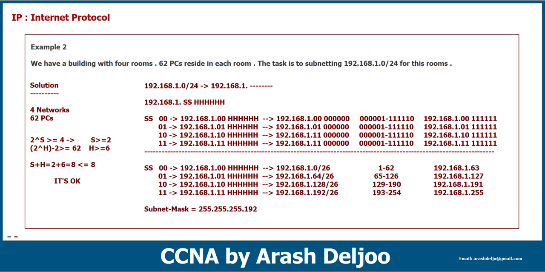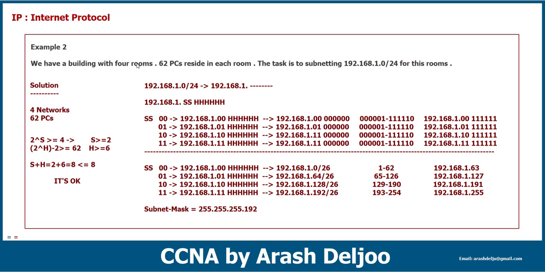This is the practice for us, and in this scenario we have a little more advanced IP addressing example. Okay, let me talk about this. We have a building with 4 rooms. 62 PCs reside in each room. The task is to subnet 192.168.10.0/24 for these rooms.